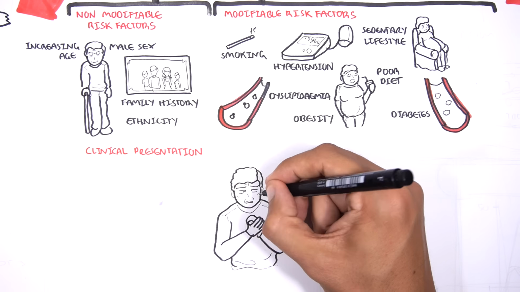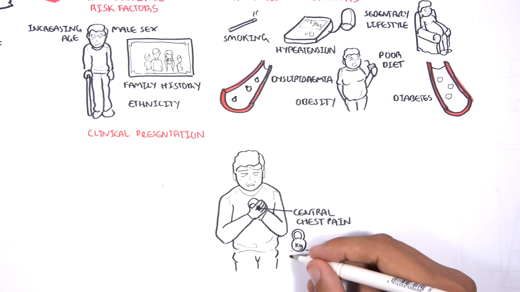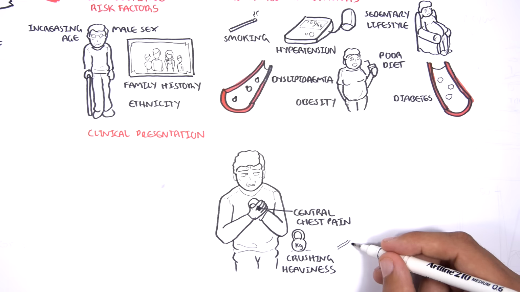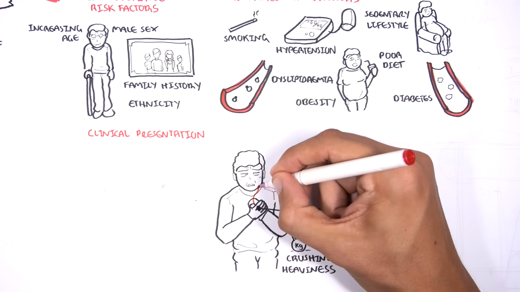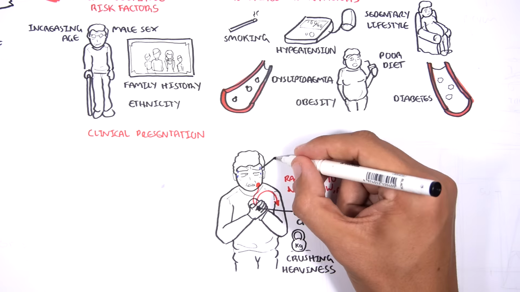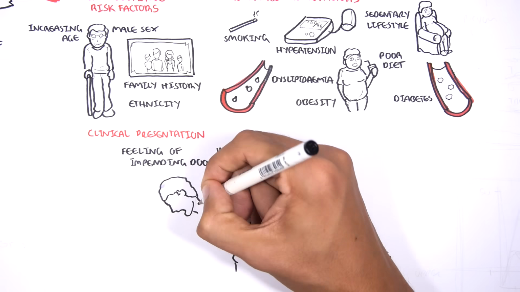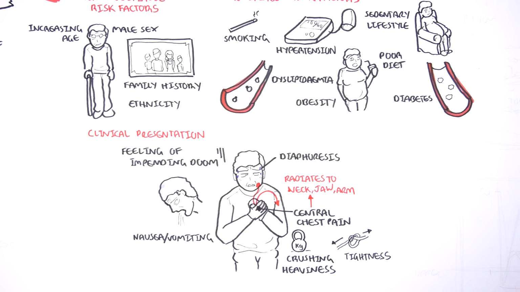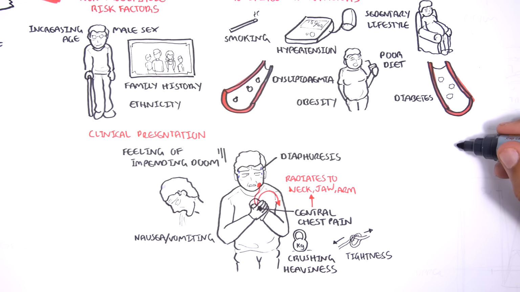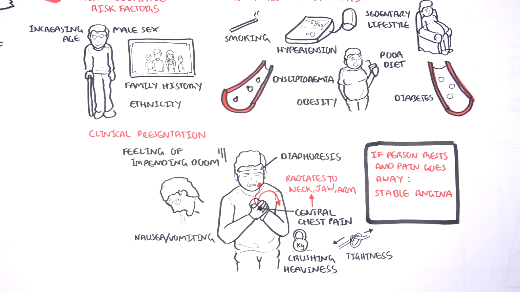The clinical presentation include central chest pain, usually described as a crushing sensation or heaviness, as well as tightness around the chest. This pain can radiate to the neck, jaw, and left arm. You can have diaphoresis because of sympathetic activation, feeling of impending doom, and nausea and vomiting from parasympathetic response. It is important to remember that chest pain that occurs while exerting, and if a person rests and the pain goes away, this is usually stable angina. And remember, unstable angina, you still have pain, chest pain, when you rest.